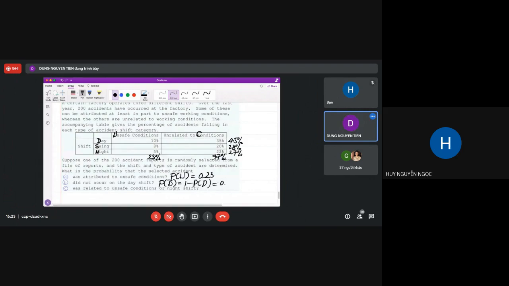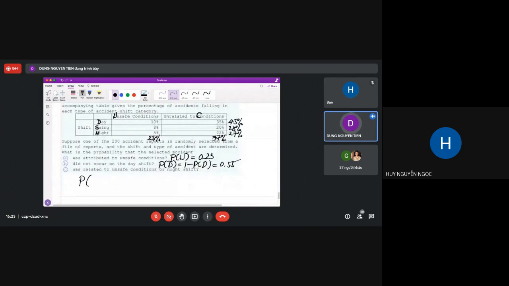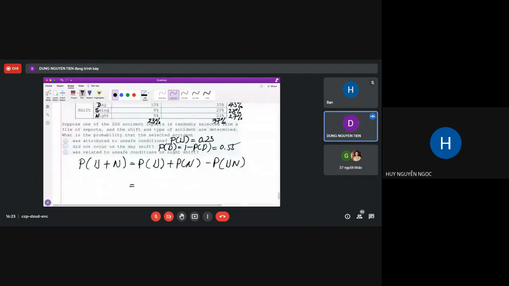Understand? For the last question, you want to find the probability that it was related to unsafe conditions or night shift. So you get this. And you have the addition rule: the probability of U plus the probability of N minus the joint probability of UN. For the probability of U, you get 23%. For the probability of N, you get 27%. And for the last term, you get 5%. So altogether, you get 0.45. Do you understand?